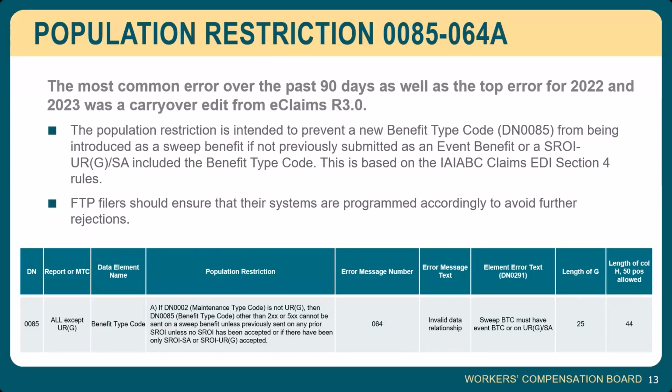0085064A, which is the benefit type code field. And the most common error over these past 90 days, as well as for 2022 and 2023, is this one, where the population restriction is intended to prevent a new benefit type code, DN0085, from being introduced as a sweep benefit if not previously submitted as an event benefit or a SUR/SA including the benefit type code. Now, this is based on the IAIBC Claims EDI Section 4 rules. And again, as we stated in previous ones, FTP filers, please ensure your systems are programmed accordingly so you can avoid further rejections from occurring.